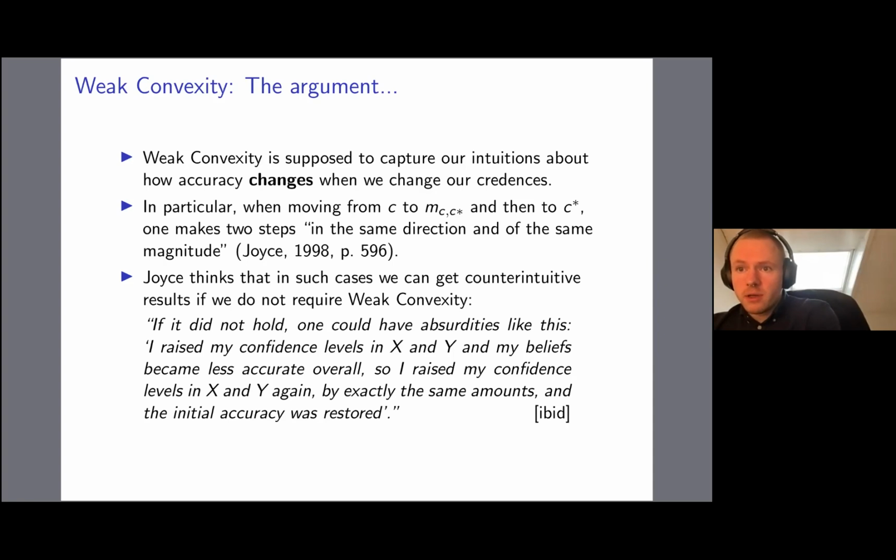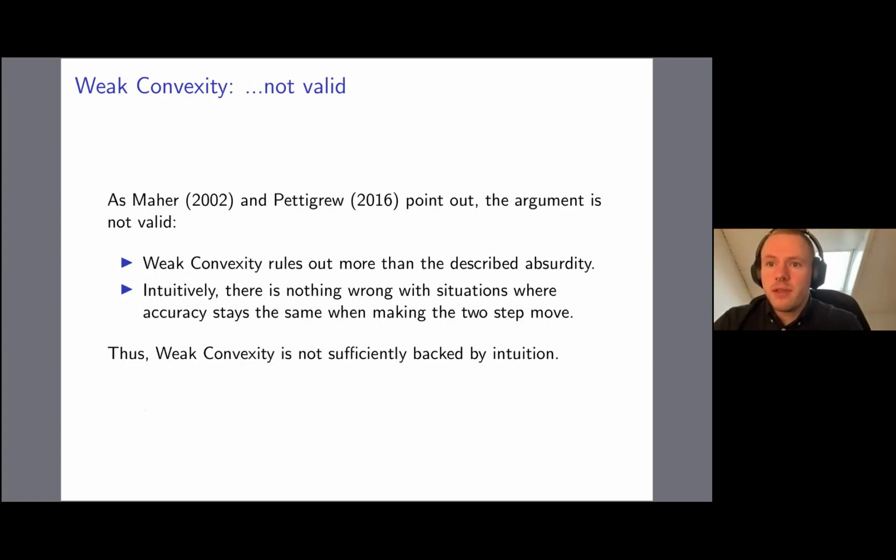By requiring that the equal mixture is strictly more accurate, it cannot happen that it's strictly less accurate. But obviously, weak convexity also rules out that accuracy stays the same. And this doesn't seem counterintuitive, or at least Joyce hasn't given an argument that it's bad. So as Meyer and Pettigrew have pointed out, the argument is simply not valid. The intuition that Joyce cites is not sufficient to justify the axiom, right? So the prediction of the initial worry came true. Weak convexity is not sufficiently backed by intuition.